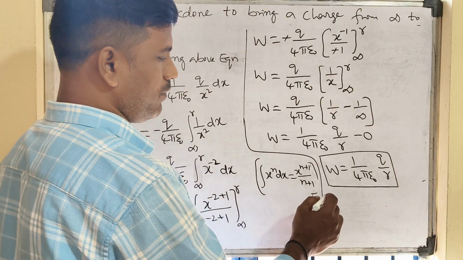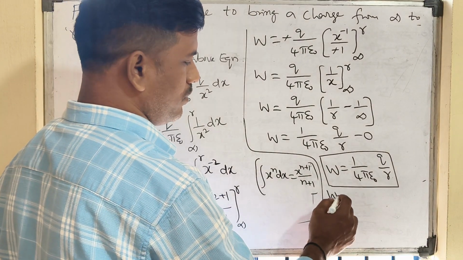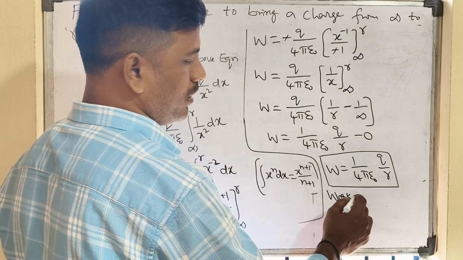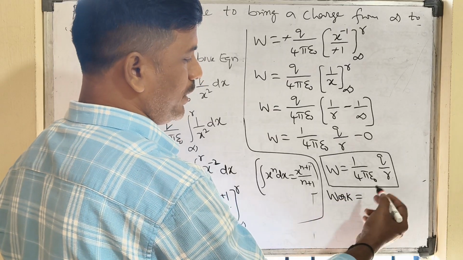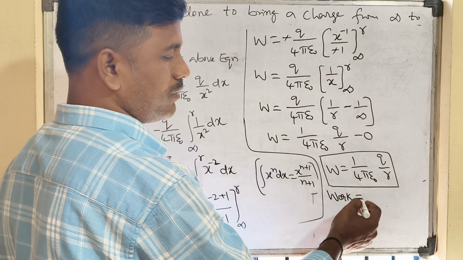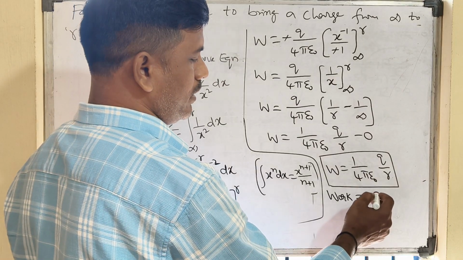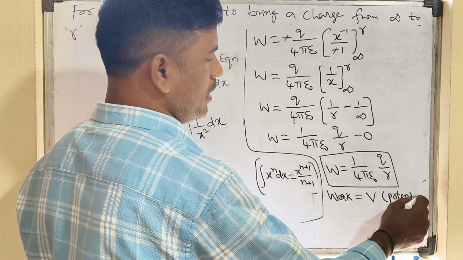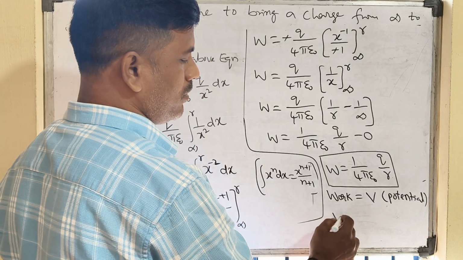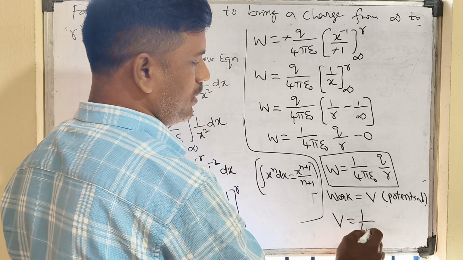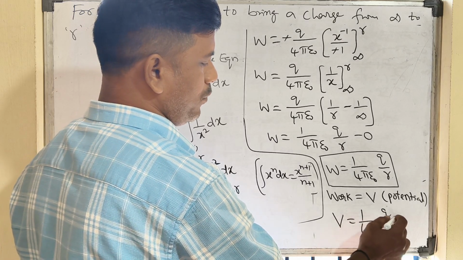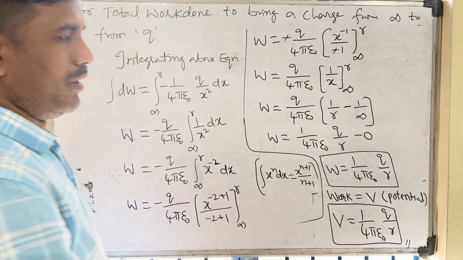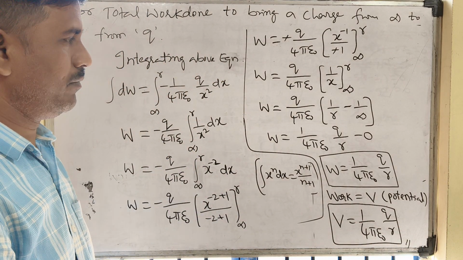The work done is in the form of potential. According to the definition, the work done from infinity to point P at that distance is the total potential. So that's why it is V. V means potential. So now V is equal to 1 by 4 pi epsilon naught q by r. Up to here is the question and answer. Understood? Very clear? Right.